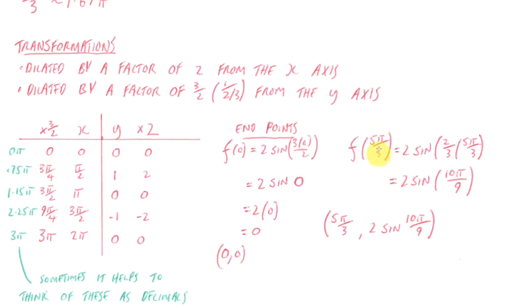And then we substitute 5 pi on 3 for the next one. So we've got 2 lots of sine of 2/3 of 5 pi on 3. So that becomes 2 lots of sine 10 pi on 9. And notice that this is not an angle from one of the exact value triangles, so we can't provide an exact solution for this, so we're just going to leave it in the format of sine. So that's where that will finish up.